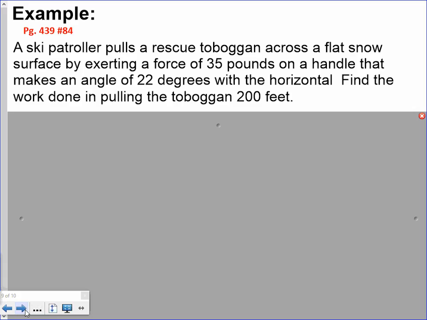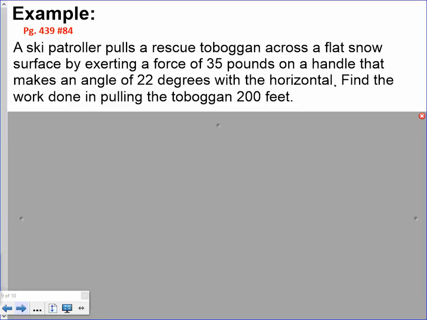So let's look at an example, and I know there's a lot of words on the screen right now. This is actually an example from the textbook. It's page 439, number 84. If you want to write that down in your notebook and go back and look at it, you could do that. We have a scenario here where a ski patroller pulls a rescue toboggan across a flat snow surface by exerting a force of 35 pounds on a handle that makes an angle of 22 degrees with the horizontal. Find the work done in pulling the toboggan 200 feet.